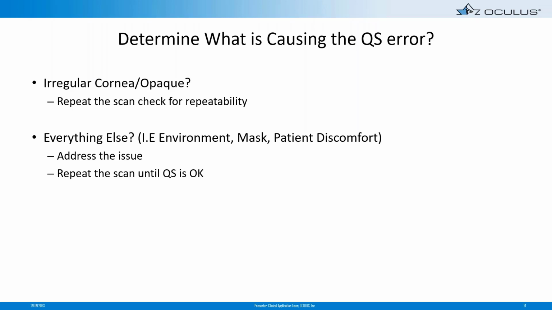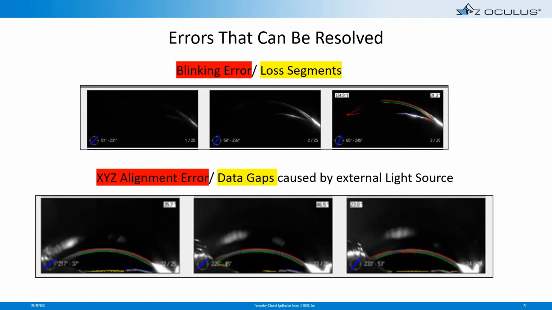And that's the biggest thing that we can do, is when we do run into those QS errors that show up in yellow and red, is it an error that we can alleviate? Can we fix it? You saw how fast that scan process is. There's no reason when we see a yellow or red QS that we can't go back and retake it very quickly. Here's some examples of some errors that we've run into.